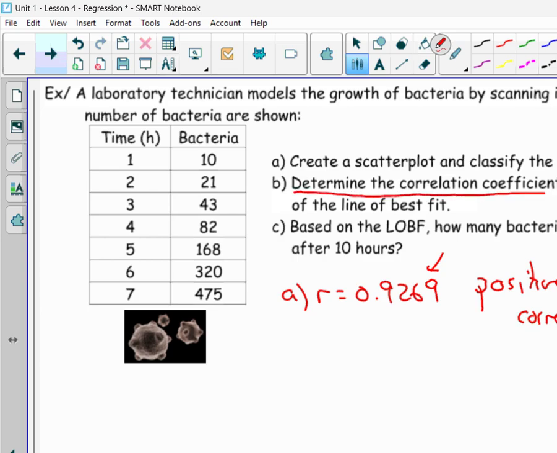We found the correlation coefficient. I guess it's actually part B. And you want to find the equation of the line of best fit. So in the past, we just drew it on. But now we can actually write an equation for this. The equation is y equals.